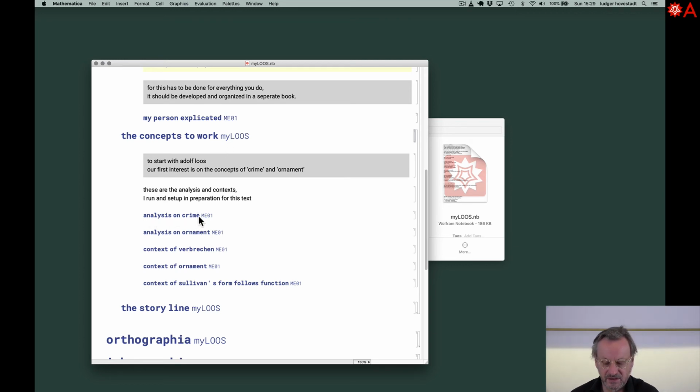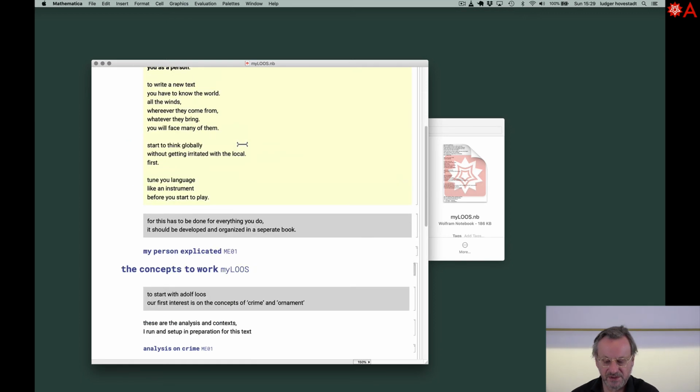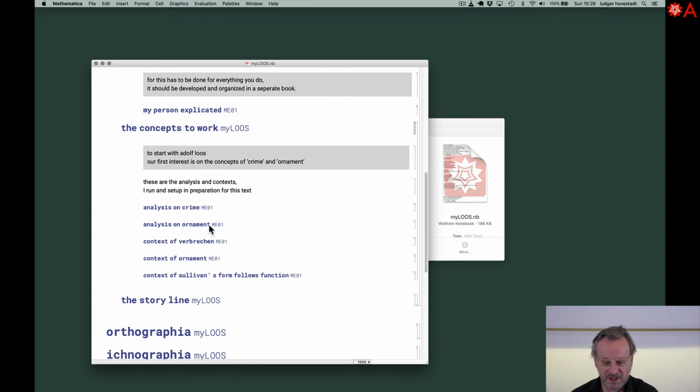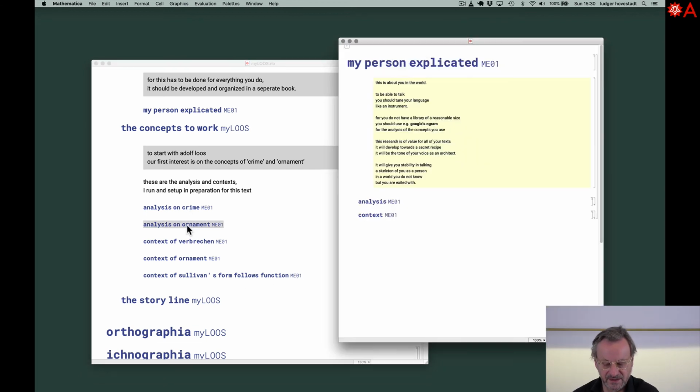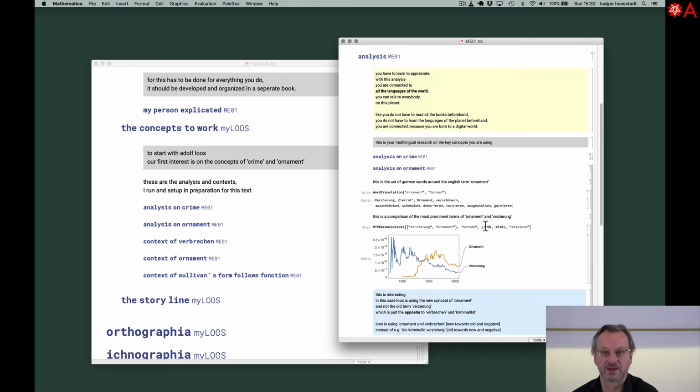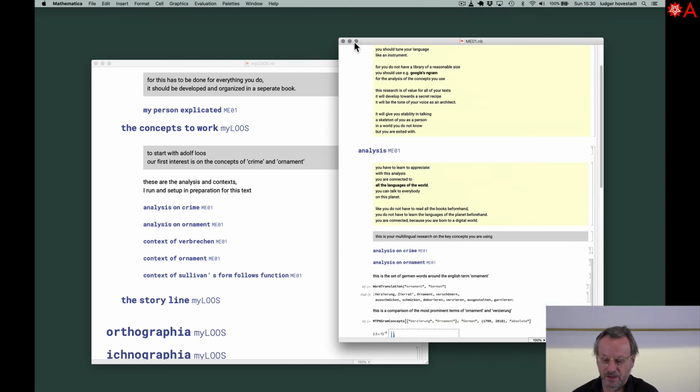In this case, you need an analysis if you want to work with Los, because this is our work on Los. So you have the person. And because of Los, we look for ornament and crime, Verbrechen and ornament. We have the context of Verbrechen in German, ornament. And then we are interested in Sullivan's form follows function. So these are the discussions I have in my dictionary, my personal dictionary and lexicon. Yeah? Good.